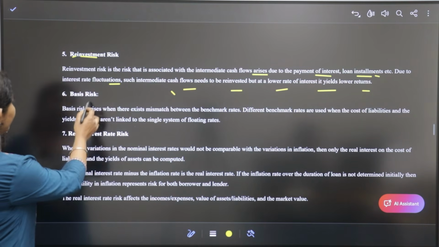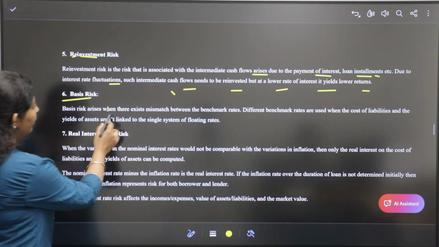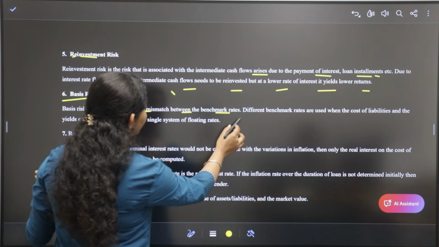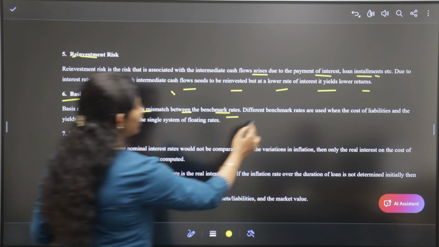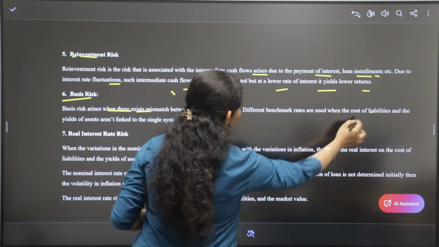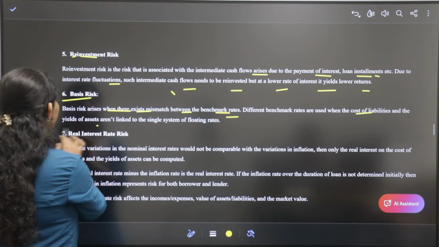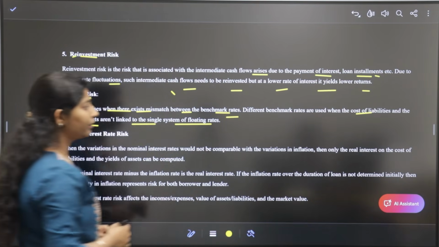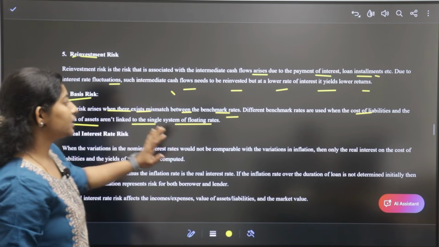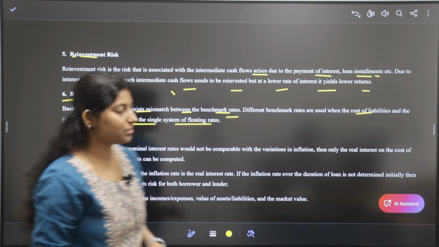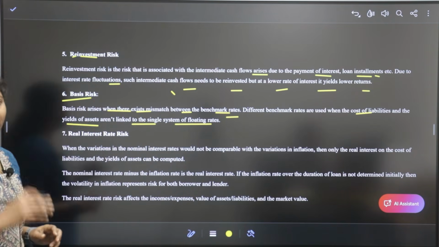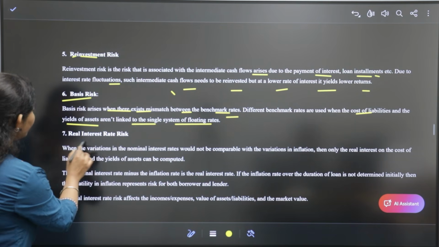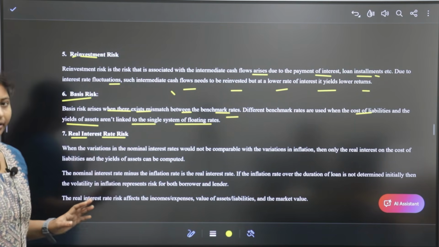Next we have basis risk. Basis risk arises when there is a mismatch between benchmark rates. Benchmark rates are used in the cost of liabilities and the yields of assets that link to a single system of floating rates. So a benchmark rate is nothing but the rate used in your assets and liabilities linked to a single system in a floating rate.